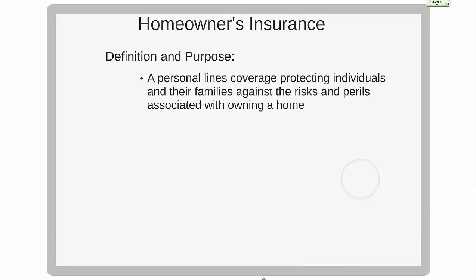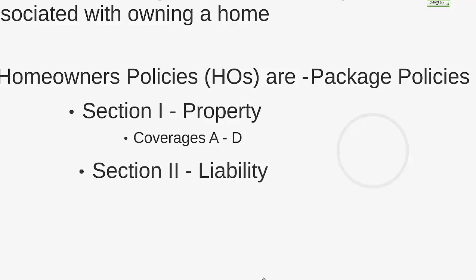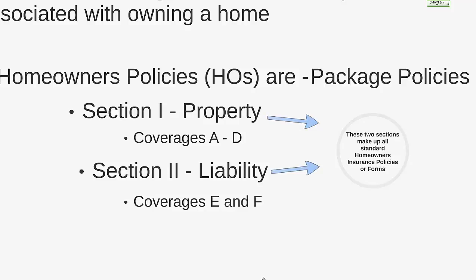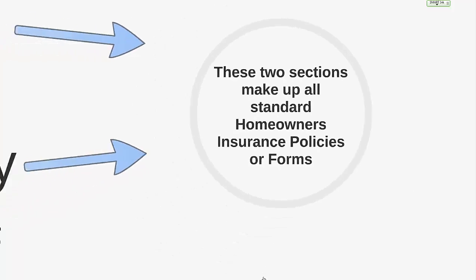Let's first look at the definition and purpose of homeowners insurance. Homeowners insurance is a personal lines coverage protecting individuals and their families against the risks and perils associated with owning a home. Homeowners insurance policies are package policies. They're package policies because they include both Section 1, which is the property section, and that's coverages A through D, and Section 2, which is the liability section, which is coverages E and F. We'll look in a lot of detail at each one of those coverages as we go through this lecture. But first, these two sections make up all standard homeowners insurance policies, or forms.